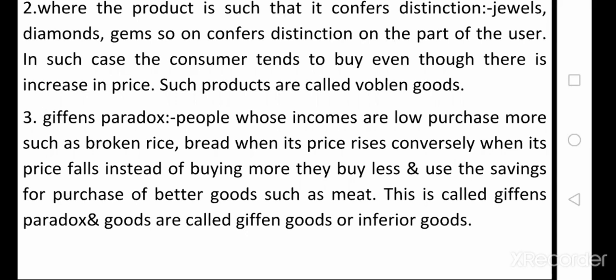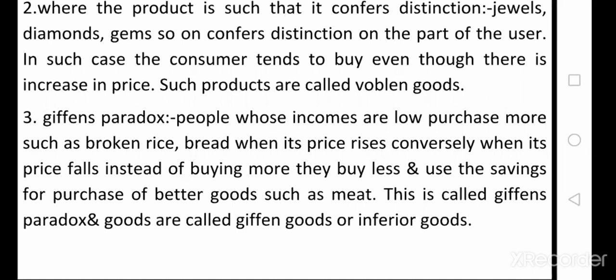Where the product is such that it confers distinctions. Some types of distinction products are called Veblen goods. Veblen goods are goods which give prestige to people. By purchasing a particular good, it gives prestige to the customer. Those goods are called Veblen goods. The best examples of Veblen goods are jewels, diamonds, gems, and jewelry. So these are all called Veblen goods.